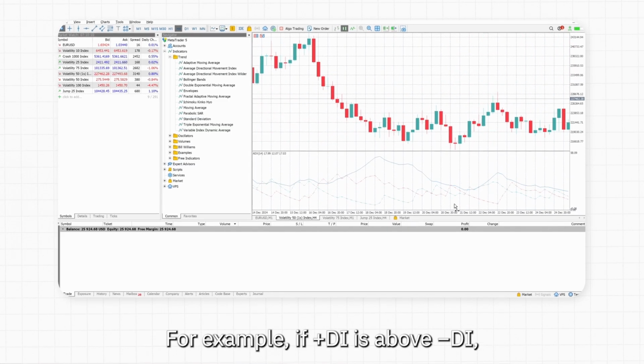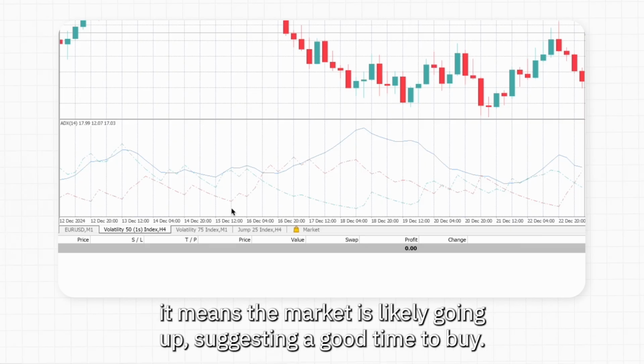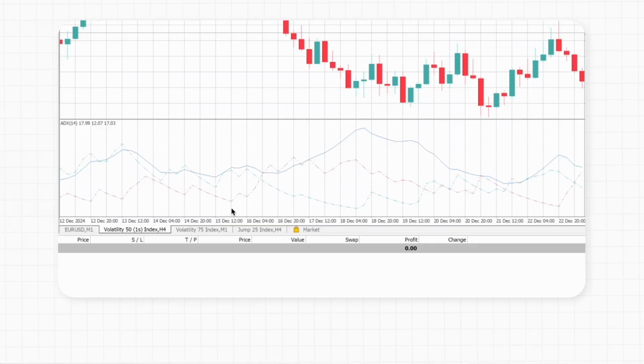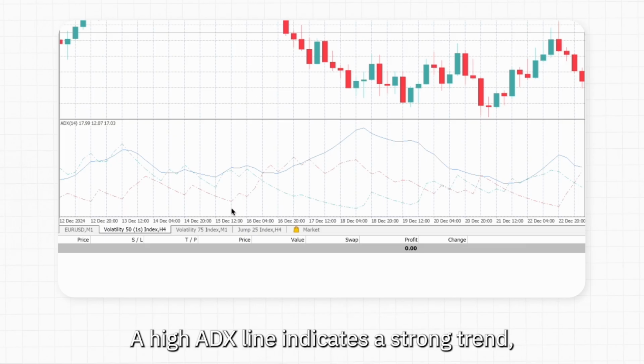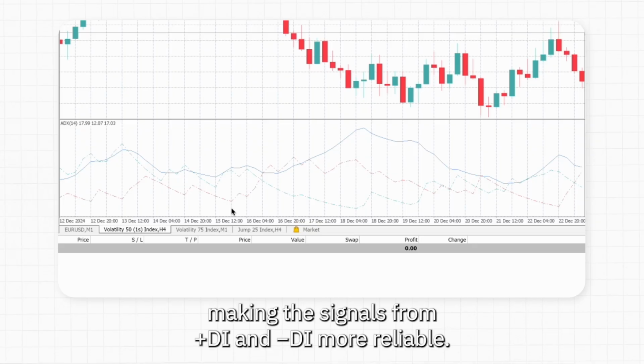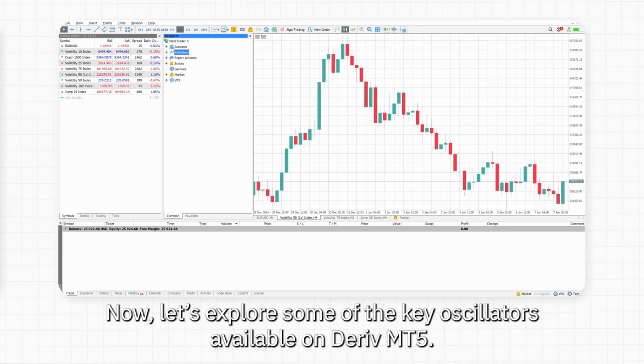For example, if plus DI is above minus DI, it means the market is likely going up, suggesting a good time to buy. If minus DI is above plus DI, it means the market is likely going down, suggesting a good time to sell. A high ADX line indicates a strong trend, making the signals from plus DI and minus DI more reliable. Now, let's explore some of the key oscillators available on Deriv MT5.